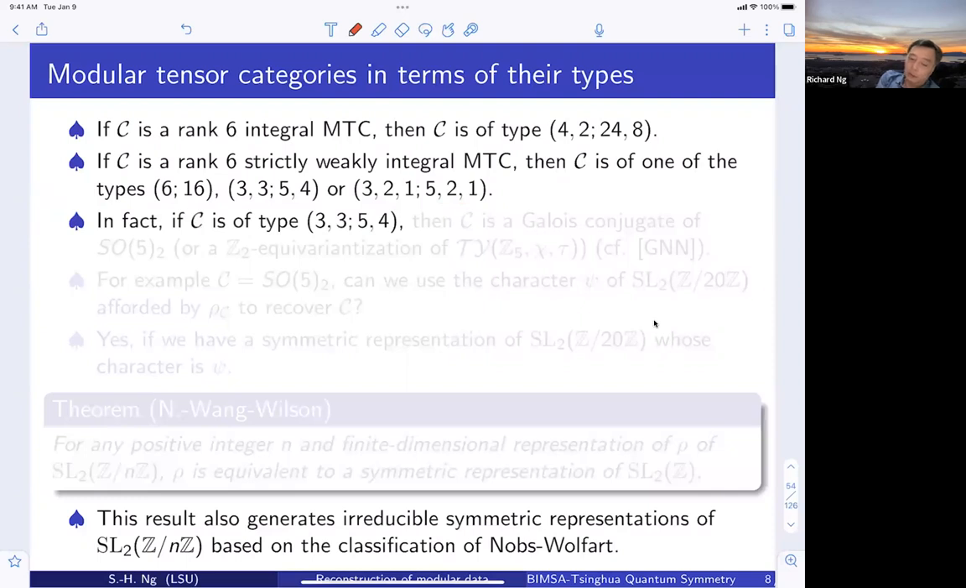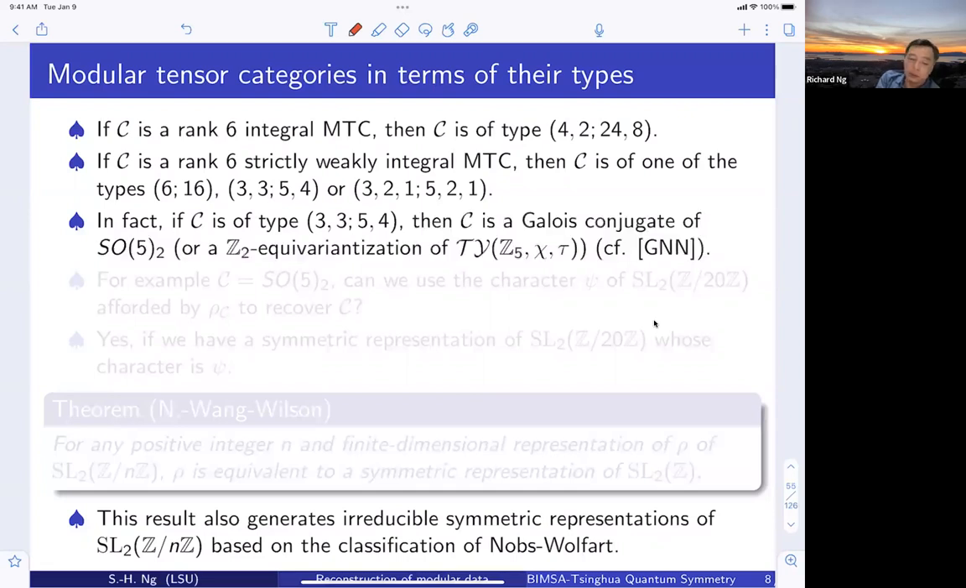For 3, 3, there's only one type, with levels 5 and 4. And the same for 3, 2, 1, which has only one type, giving the modular data with levels 5, 2, 1. So these types are uniquely determined. I mean, they exist in a unique way. Let's look at this one: type 3, 3 with levels 5 and 4, which is a 2, 3-dimensional representation of SL2(Z) respectively of level 5 and 4. Then, in quantum group notation, this is SO5 level 2. But they can also be realized in another way.